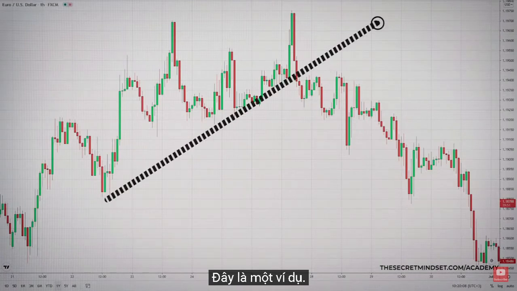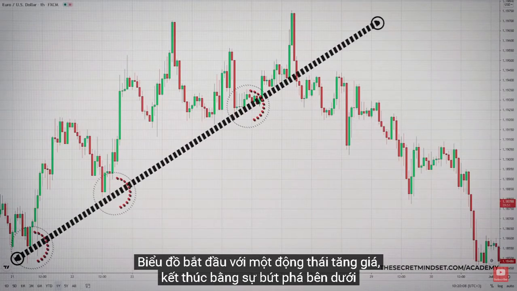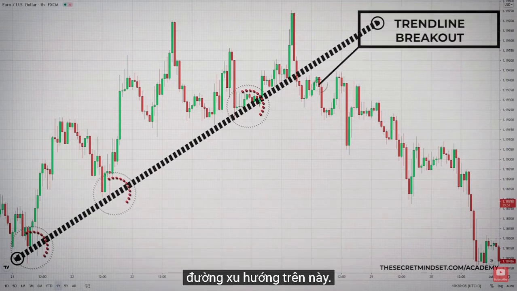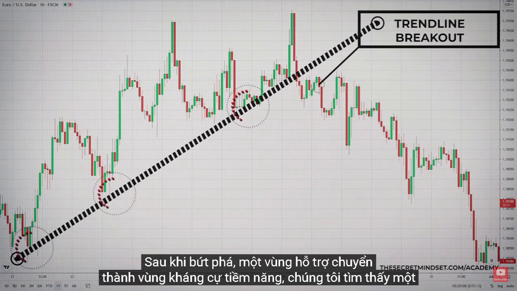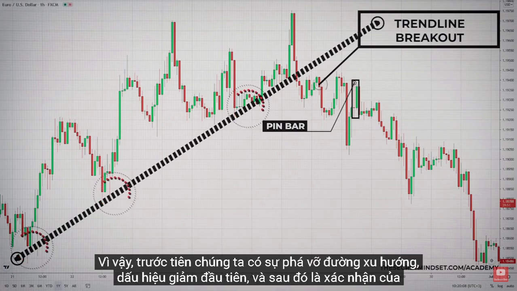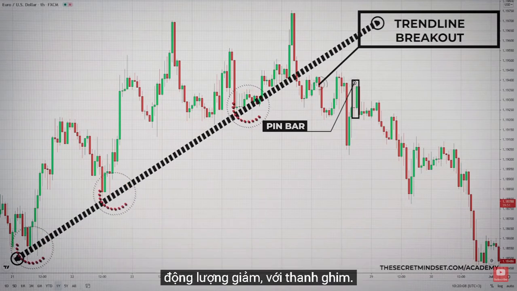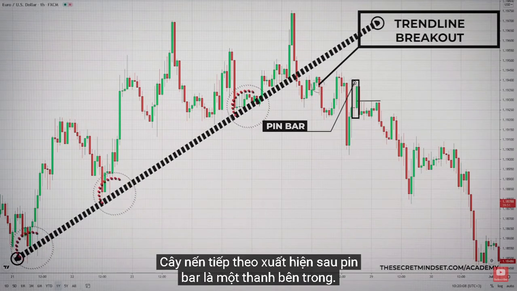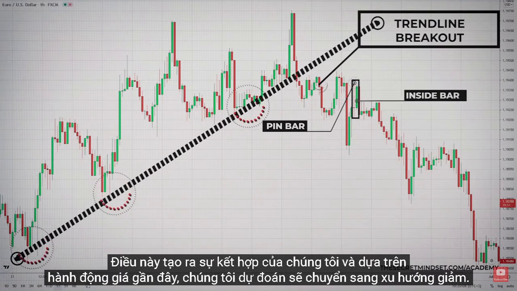Here's an example. The chart starts with a bullish price move, which ends with a breakout below this upward trend line. After the breakout, a support area turned into potential resistance. We found a bearish pin bar with a longer wick, which confirms the bearish momentum. So we first had the trend line breakout, the first bearish sign, and then a confirmation of the bearish momentum with a pin bar. The next candle which comes after the pin bar is an inside bar. This creates our combo, and based on recent price action, we expect a move to the downside.